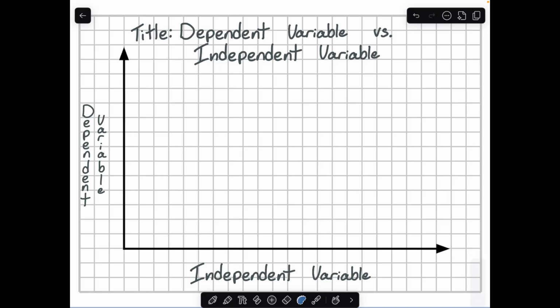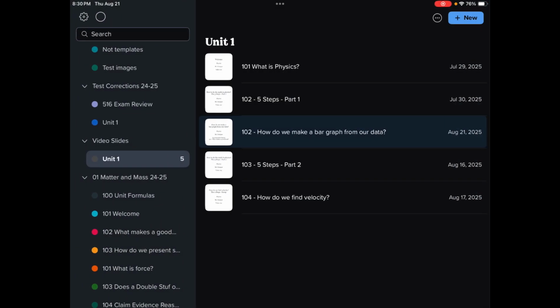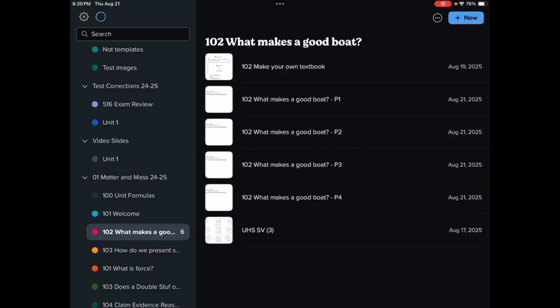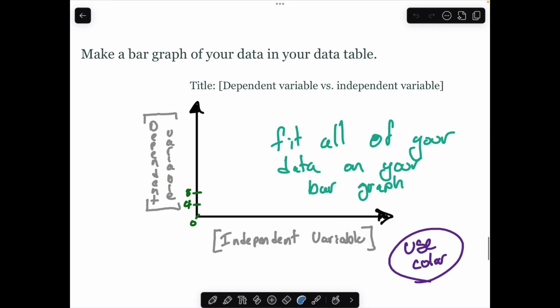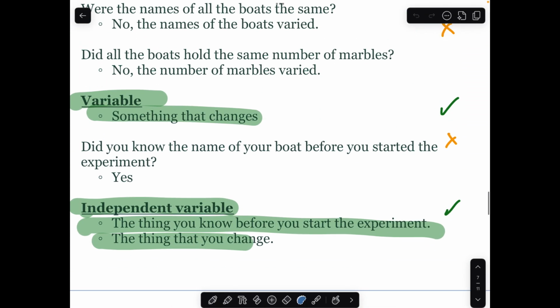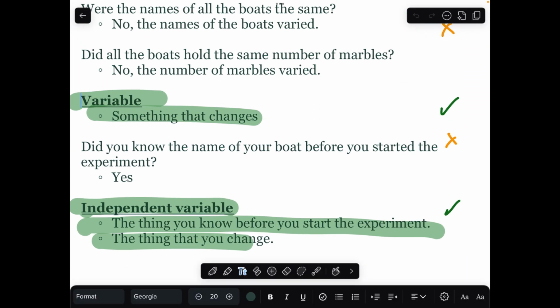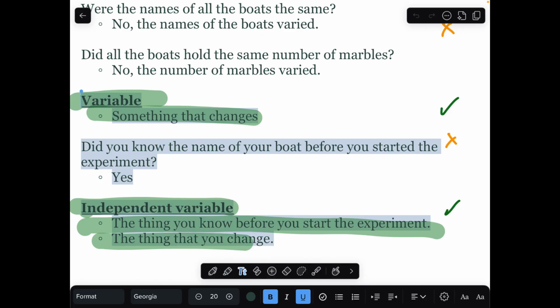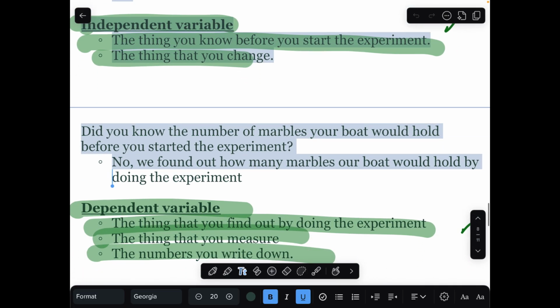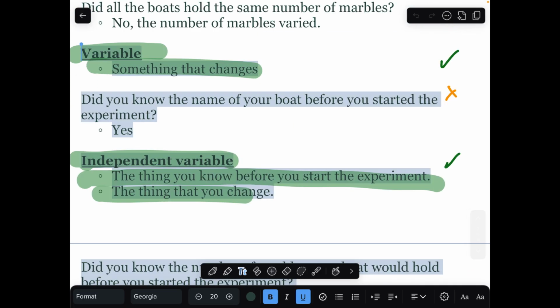Okay, but what is the independent variable? What is the dependent variable? And what does it mean to put them on a graph? Let's go back to our notes from class, and let's look here where I define them. I have a definition for variable, independent variable, and dependent variable.